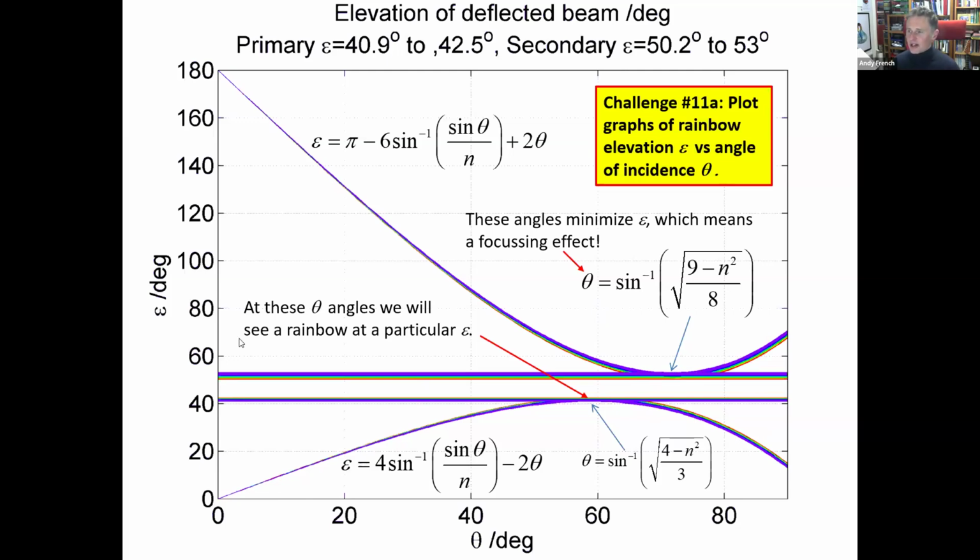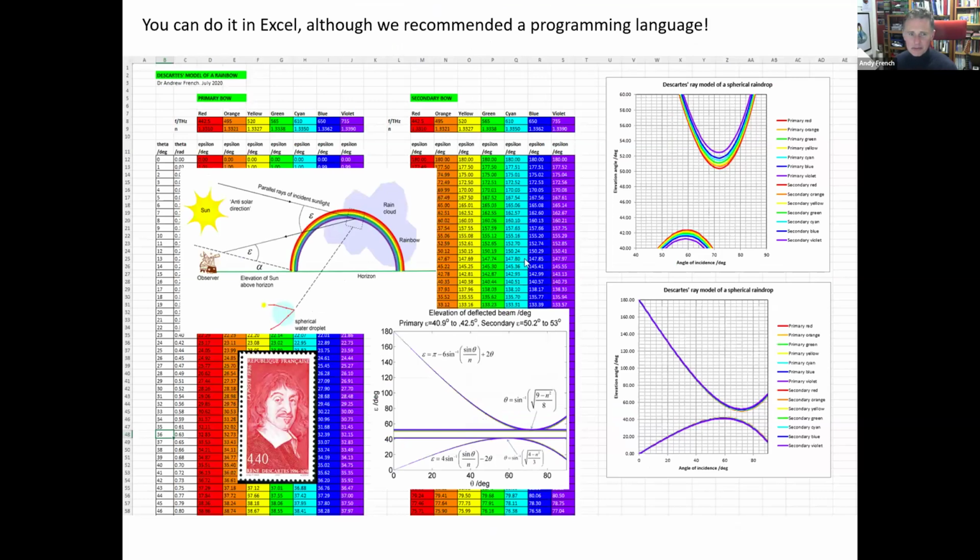So you're drawing light from different angles, and you're ending up at a certain angle of elevation, which is why we see the bright arcs. And you can make some nice curves by plotting each curve with a different value of n depending on the color. You could do this all in Excel. I've certainly done it myself. It looks a bit complicated, but that's the Excel sheet. So even if you're going for bronze, you could certainly have a go at this. But it's much nicer if you do it with a programming language.